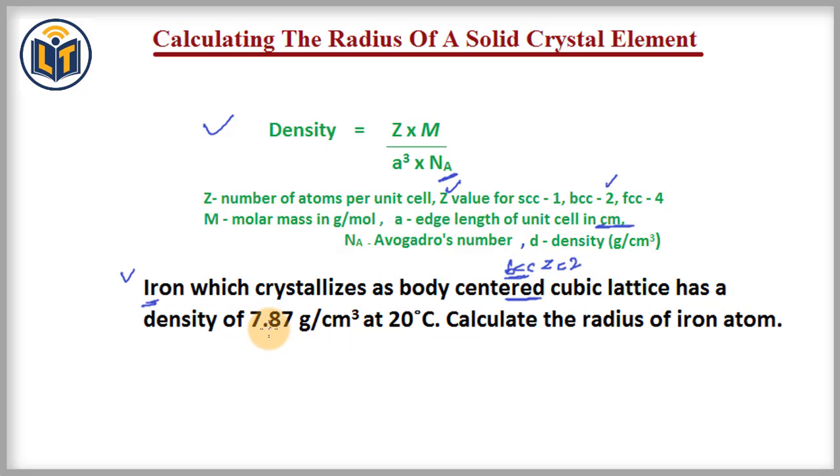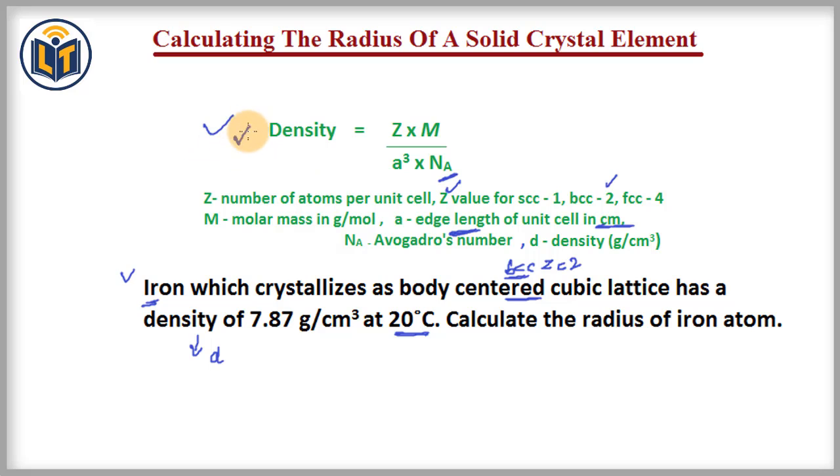It has a density of 7.87 gram per centimeter cube. Density means D value is given, and this is at a temperature of 20 degrees C. Now the question says calculate the radius of iron atom. Before we find out the radius of iron atom, we need to know the edge length of unit cell, A value, and then we can find out the radius of iron atoms.